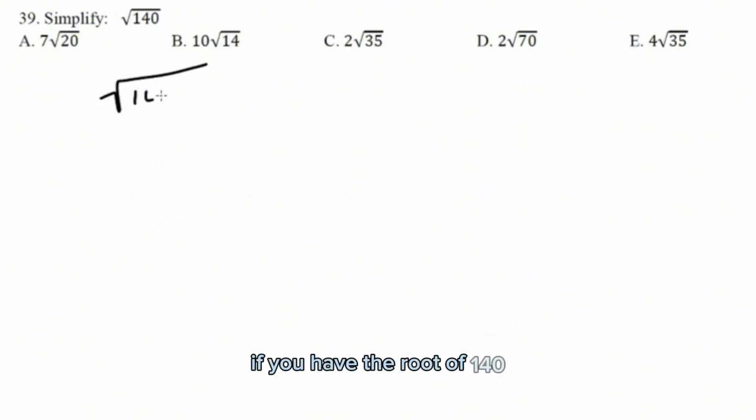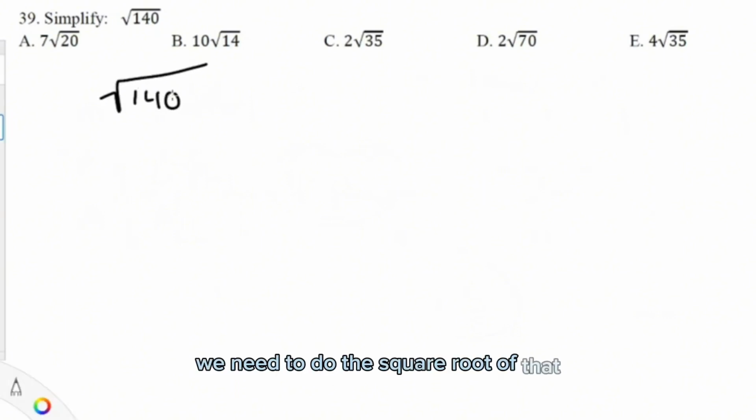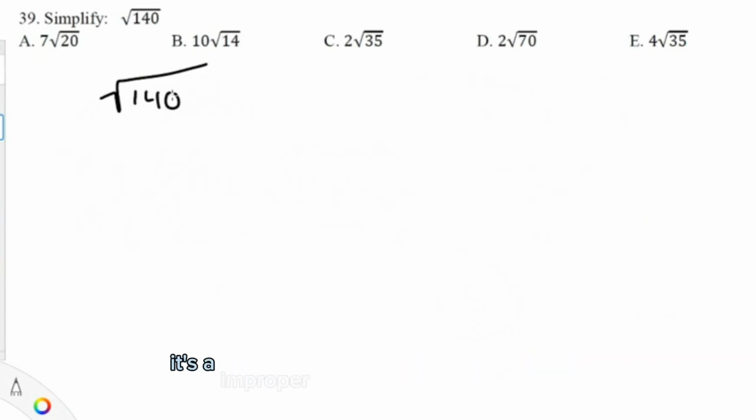Next, simplify the root of 140. Alright, so if you have the square root of 140, that is just the number that multiplied by itself gets to 140. However, there is no whole number like that. It's an irrational number, which means it is not a rational number.